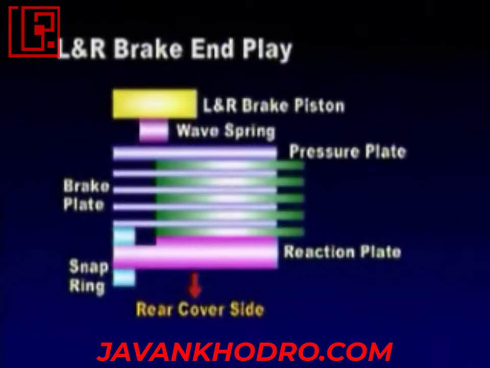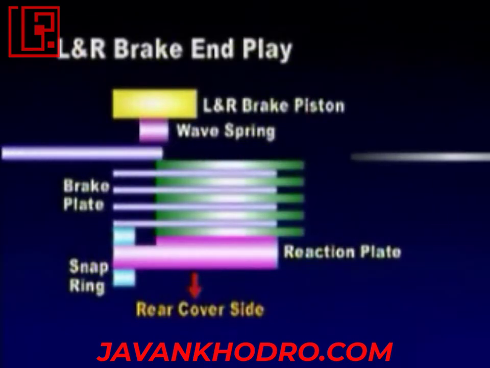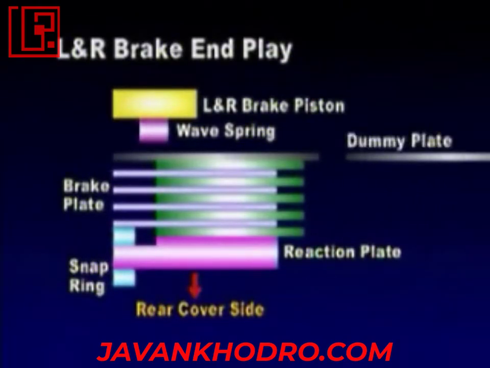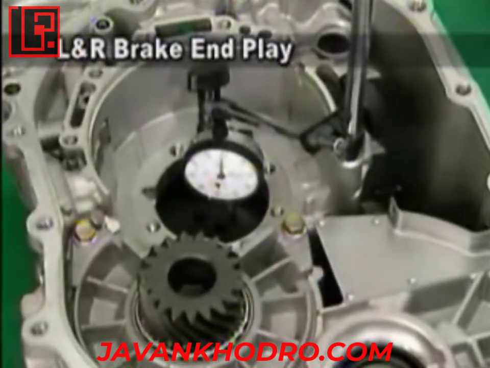Once the transaxle is turned upside down to the oil pump side, change the pressure plate with the special tool dummy plate and assemble the parts. Pressure plate is just below the wave spring of low and reverse brake. Just assemble parts to the reaction plate of low and reverse plate, not having to assemble to the second brake.